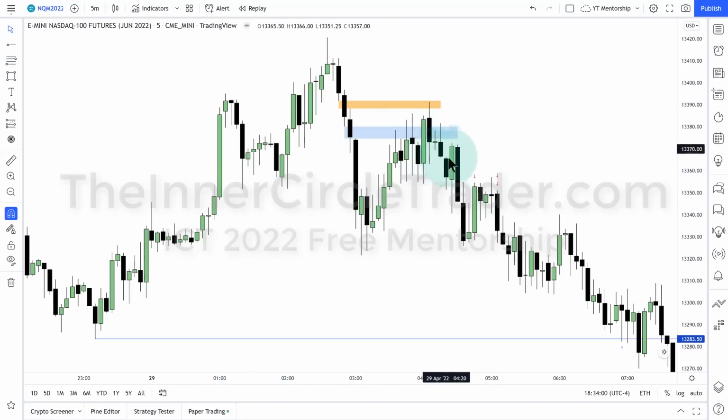The fair value gap here, the market trades up into it. The body's kind of respecting that little area. Moves a little bit above it, that's fine, but then breaks aggressively lower. Does it take out the low yet? No.